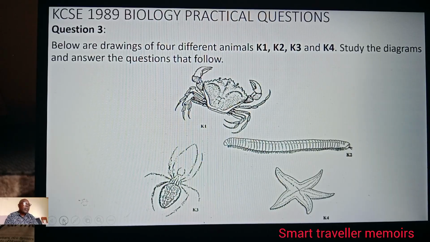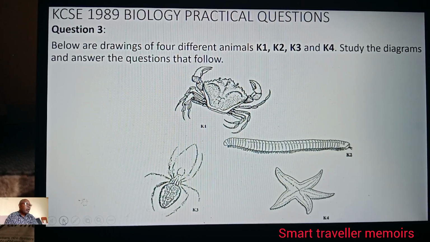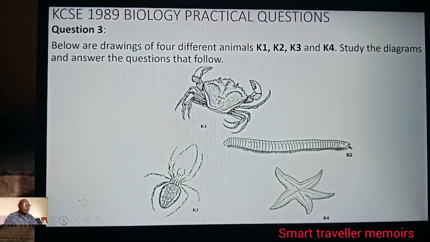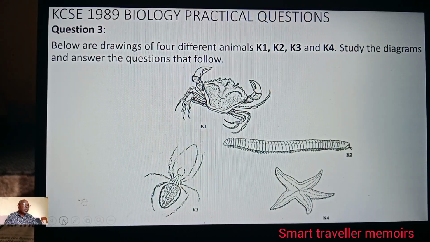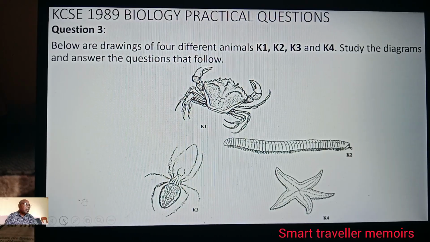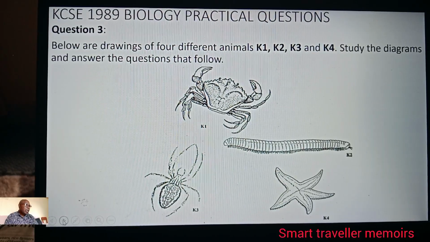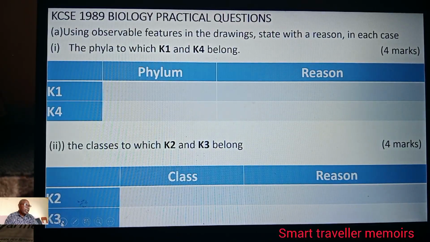Question 3. Below are drawings of 4 different animals, K1, K2, K3, and K4. Study the diagrams and answer the questions that follow. So we have the diagrams K1 there, K2, K3, and K4. K1 looks like a crab. K2 is a millipede. We have K3, which is a spider. And I can see K4 is a starfish.